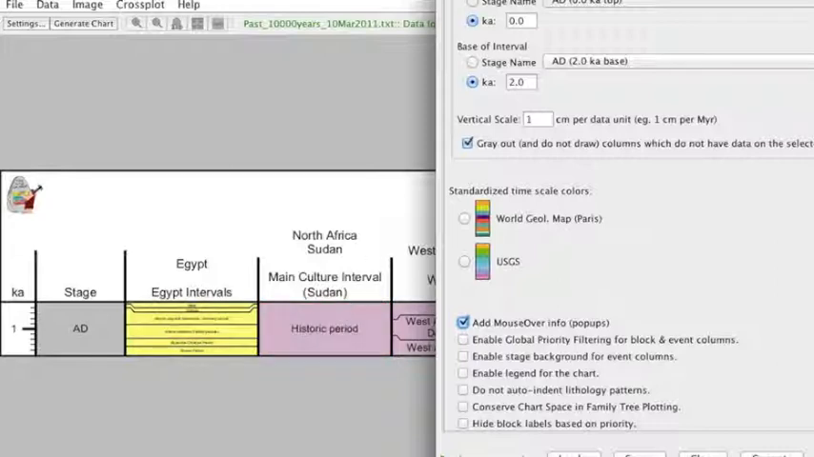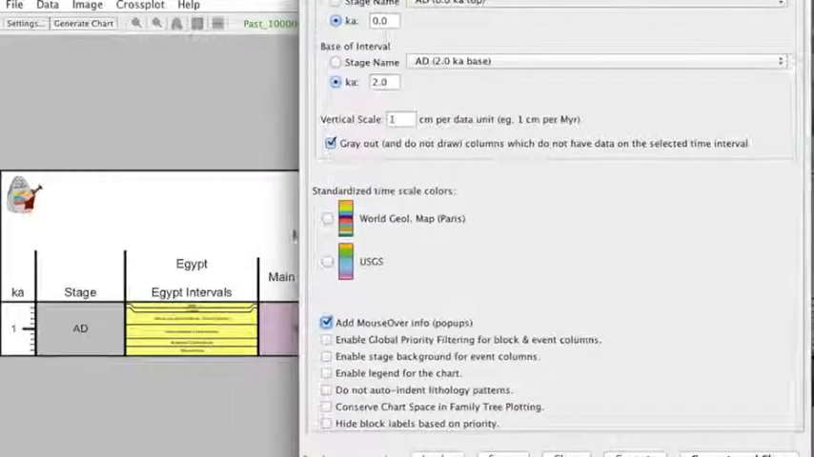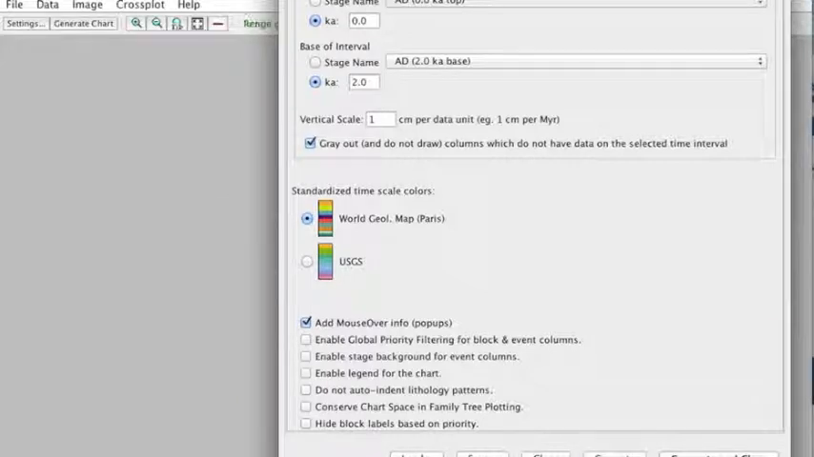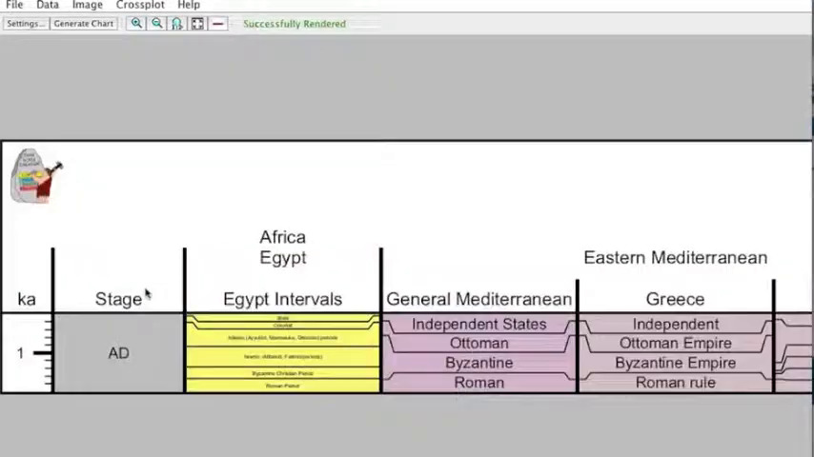These different colors have been determined by the time scale group who are researching on it. So there are two kinds of coloring right now: standardized time scale colors. You can have world geology map colors, Paris, and you can have USGS. So you don't need to change anything there if you only want to see the history and the information. Let me generate the image. Oh, isn't it very nice?